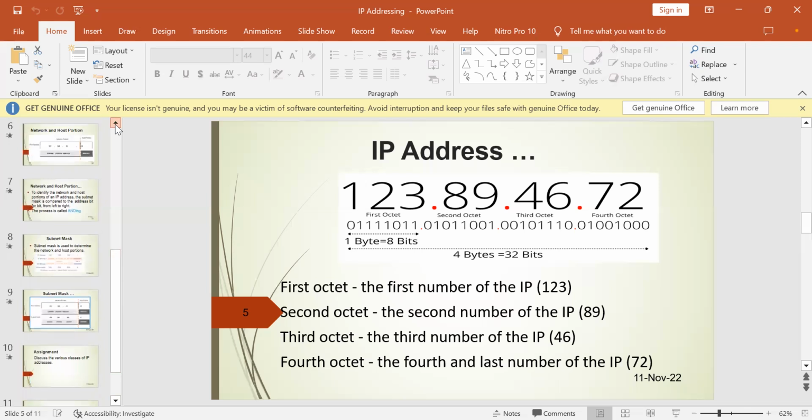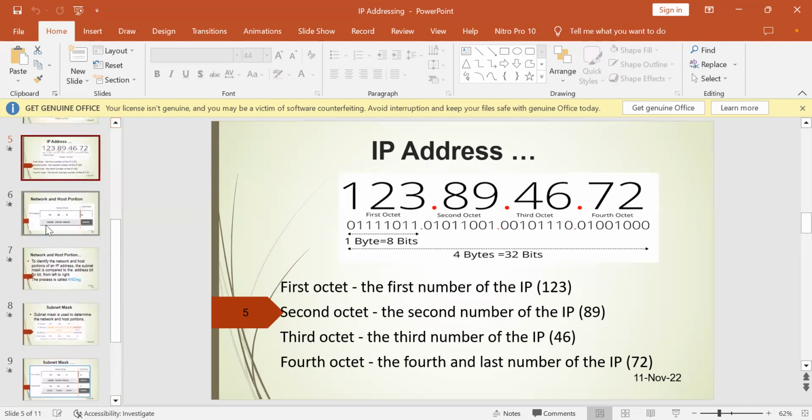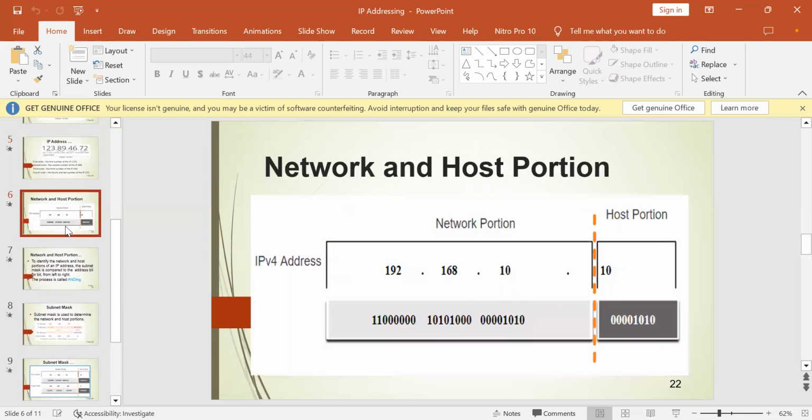Now, as we continue looking at the IP address, we talked about the network portion and the host portion. So for example, you find that the first 3 octets represent the network portion, and the last octet, which is represented by 10, is the host portion for this IP address that we have. Now down below, you can see the binary conversion of our IP address.